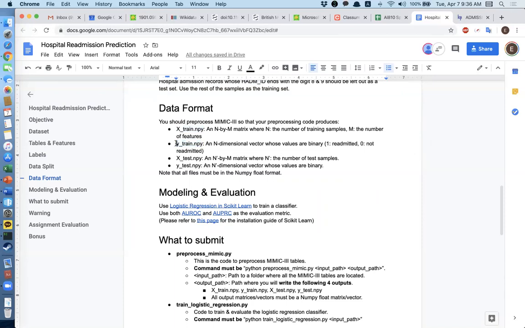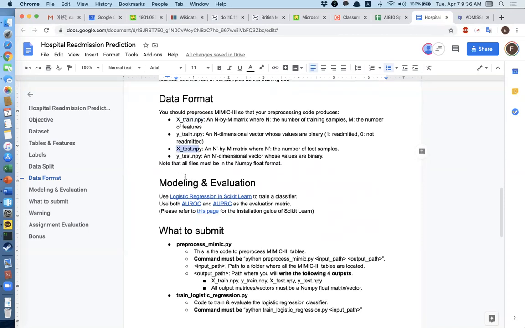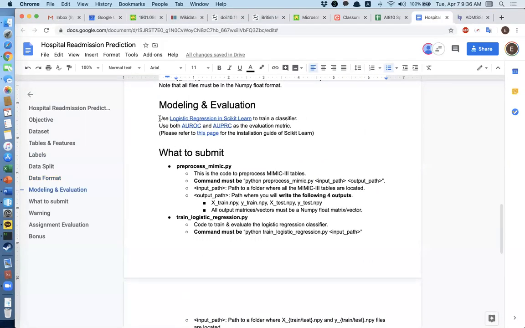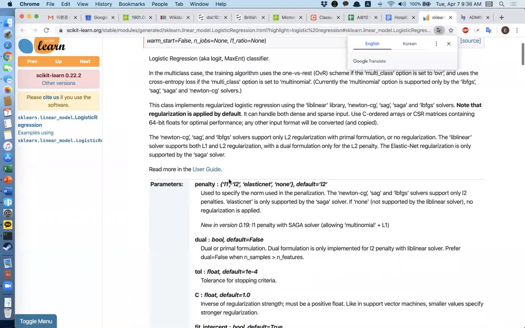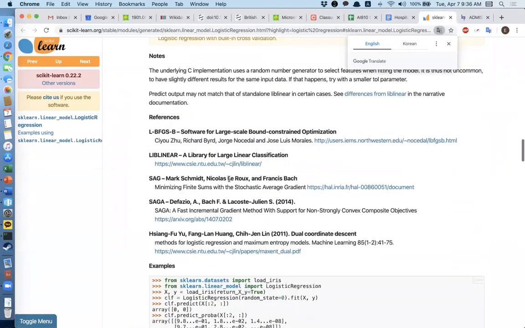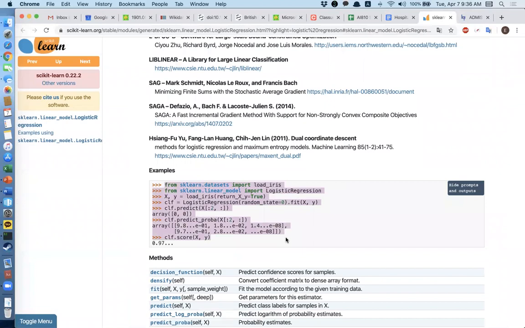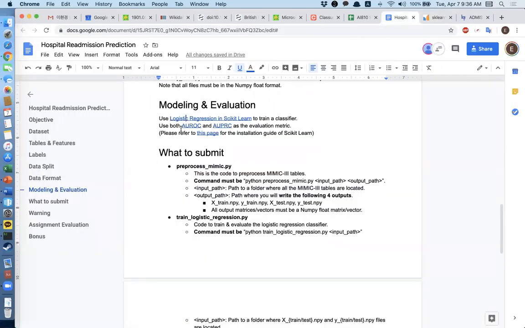So X is a matrix, Y is a vector. X_test is the test data, and Y_test is the test label. And that's it. Note that all files must be in the NumPy float format, so I've used NPY here. For model training, just install scikit-learn and use logistic regression, and that's it. As I've shown you, it's just five lines of code. Just copy and paste this and reuse whatever parts are necessary. So logistic regression, and use both.